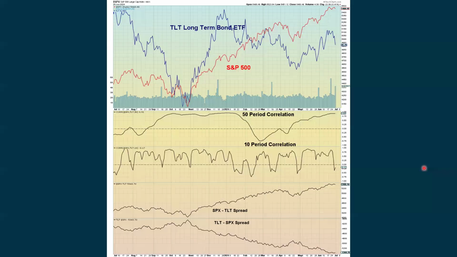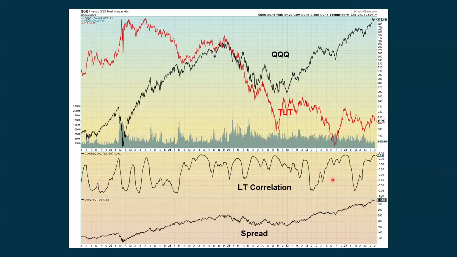We look at the long-term bond ETF, that's in blue, which has been going down. We look at the S&P 500, which pretty much has been going up, even though Friday was a down day. The longer-term correlation between these two is still pretty strong. The shorter-term correlation is improving a little bit, but they're actually not correlating with each other currently. And we look at the QQQs and then the long-term bond ETF here. They're still having a pretty strong tendency to correlate with each other, so they're usually going up or down. Now, this is the long-term bond based on price, not the yield.